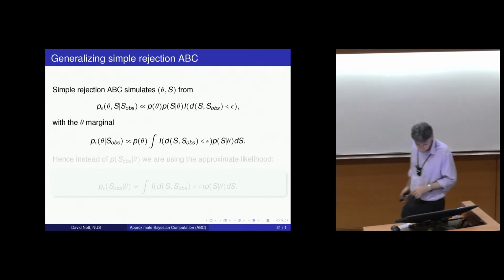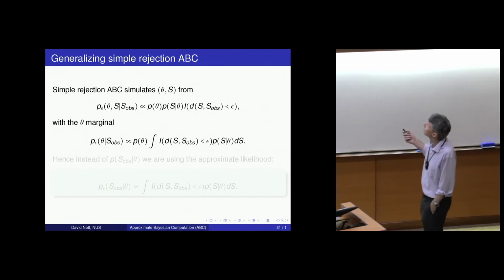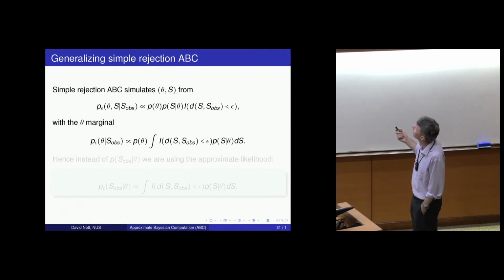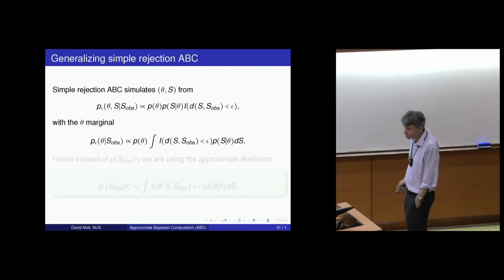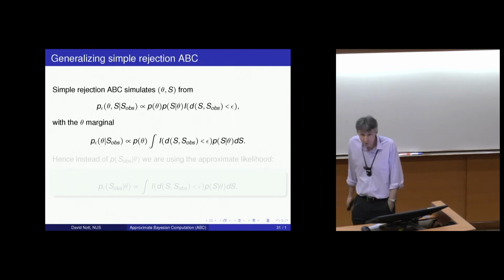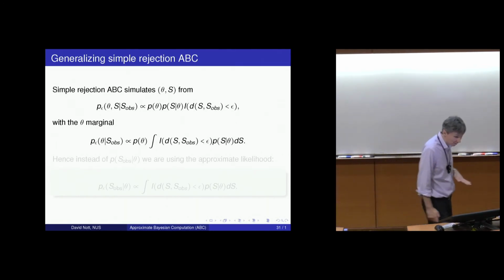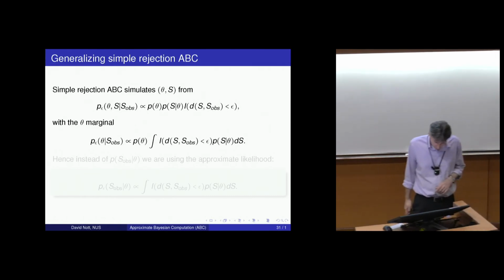What we would want is P of S obs given theta, that's the true likelihood, but what we're doing is integrating P of S given theta in an S ball around S obs, okay? So that gives an approximate likelihood where we're averaging over P of S given theta for S values close to S obs, okay?